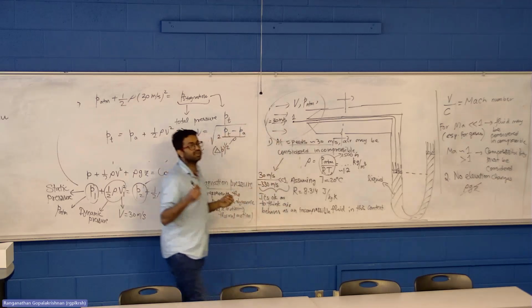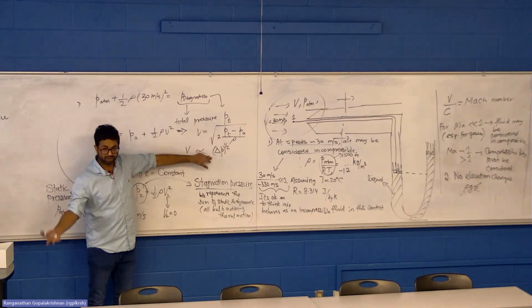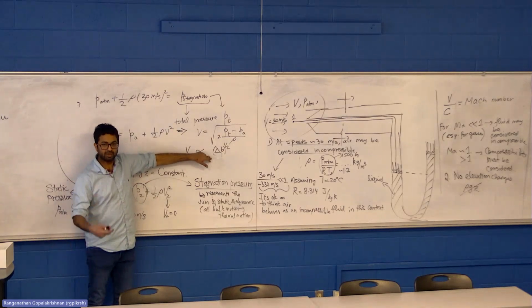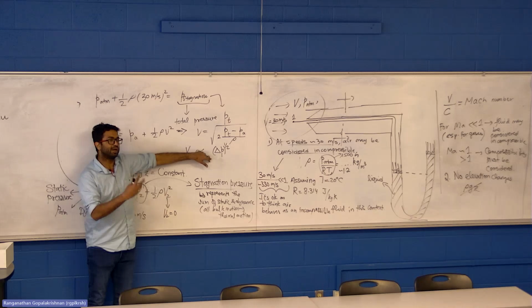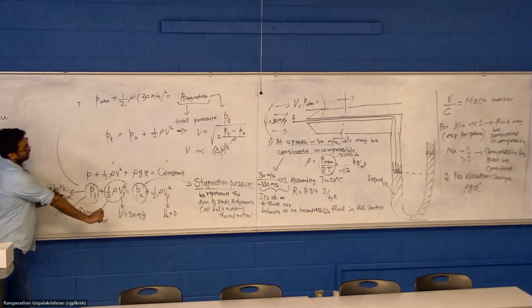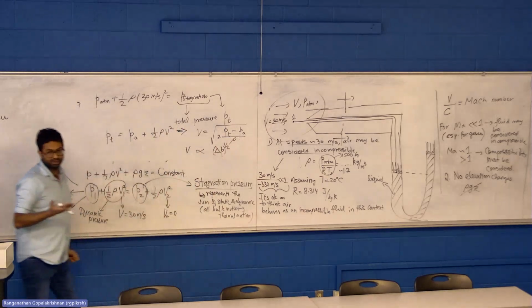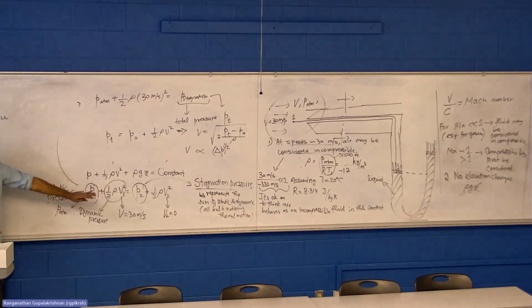This is the kind of thinking you need to develop. It's not just that you see a formula and you memorize the proportionalities. You should be able to think on your feet. What happens if I double something? Or what happens if I make something half or quarter? The other thing is it also scales with density to the power half. But in this case, our density is constant.